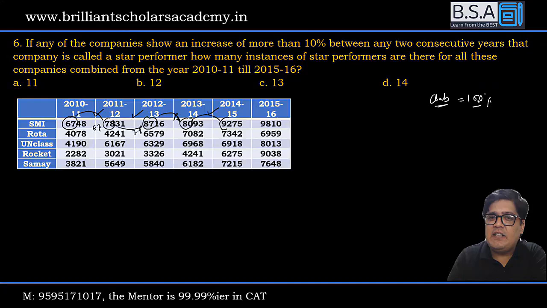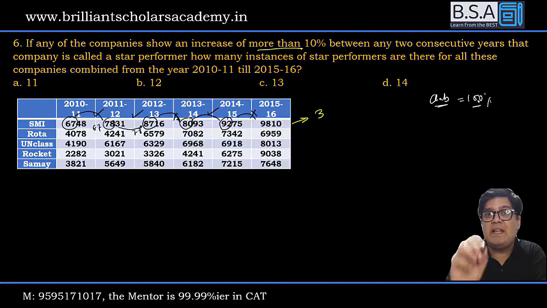10 percentage is 9.2. है क्या 9.2? नहीं है. So how many ticks do you count? 3. So there are three cases where SMI has shown 10% or more increase. हमें more चाहिए, 10% भी नहीं चाहिए, 10% से more चाहिए.